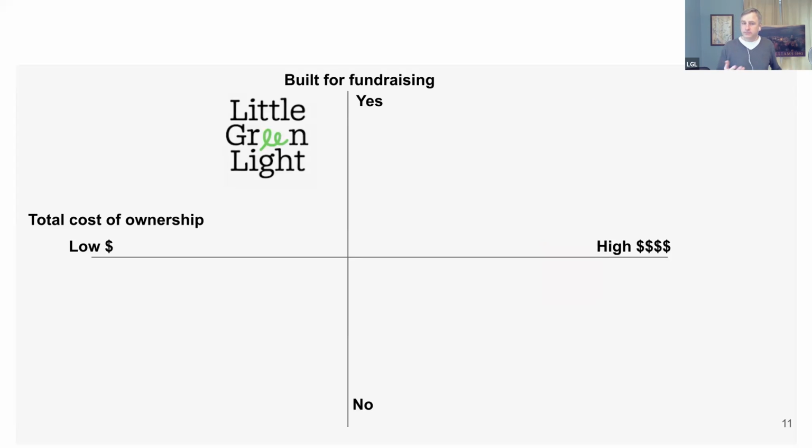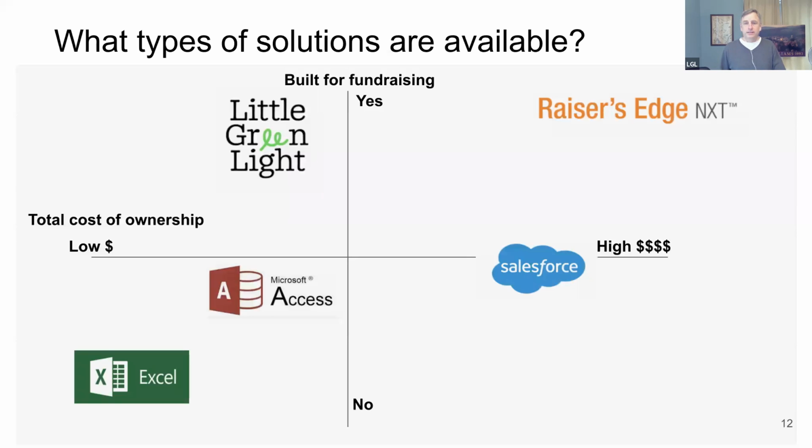And then the last one I want to show here is Little Greenlight. We're in the top left quadrant, lower cost of ownership and definitely built for fundraising. Out of the box, Little Greenlight is going to feel very comfortable to someone who's working in fundraising and managing donors. It should feel like it has a lot of what you're looking for right out of the gate, and then you can also add a lot of customization to it to meet your specific needs. So this just kind of lays it all out together.